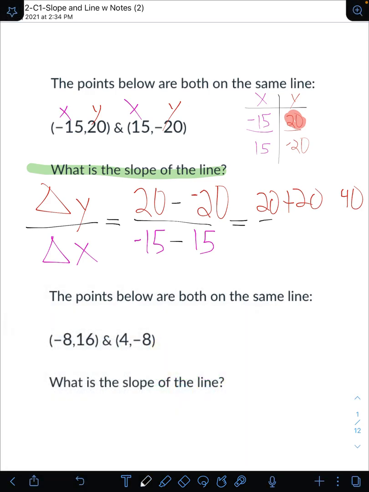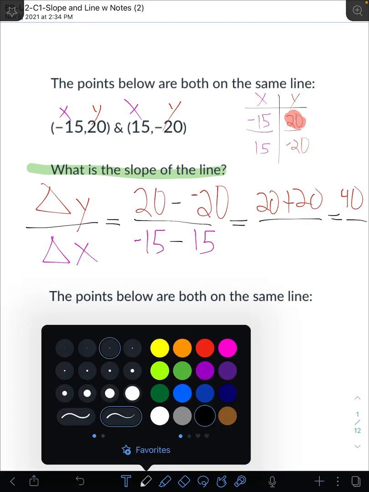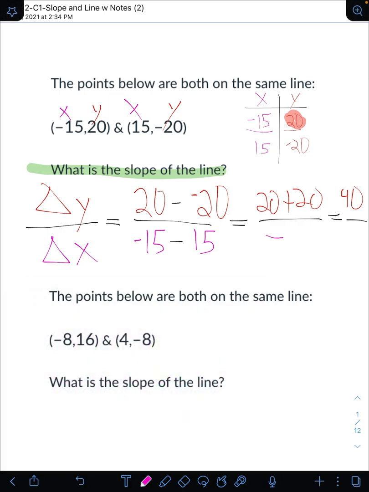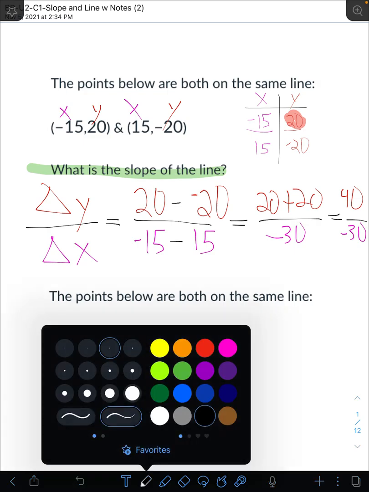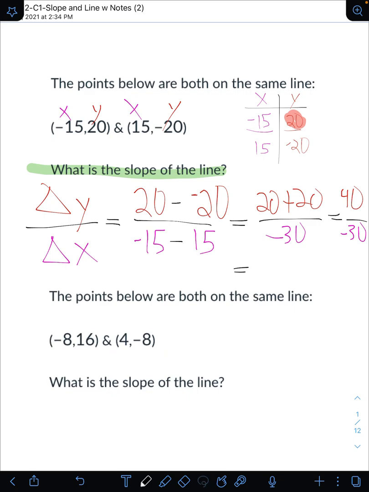So now let's look at the bottom, okay? The bottom is negative 15 minus 15. Oh, wouldn't that just be negative 30? It would. So 40 over negative 30. Now, this slope is technically correct. It's 40 over negative 30. But that's not very helpful if you want to graph it or do anything with it. So I make you reduce it, because I'm a big old meanie.